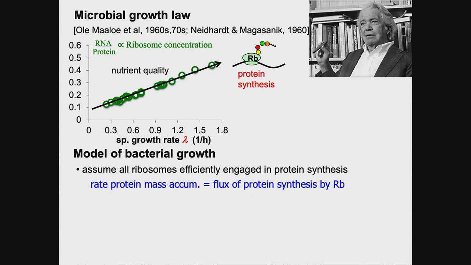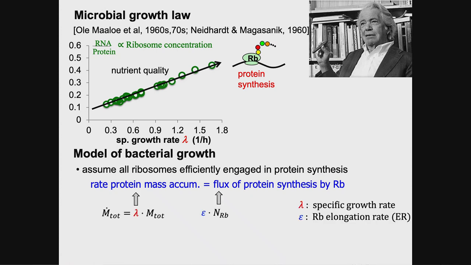That is to say, in exponential growth for E. coli, most of the protein is stable. The degradation is maybe 5% or less. So if all the ribosomes are engaged in protein synthesis, then the rate of protein accumulation should just be the flux of protein synthesis by the ribosomes. Then you can write down an equation. In steady-state growth, the growth rate multiplied by the total protein mass of the culture is the rate of accumulation. And the rate of synthesis is how fast the ribosome works multiplied by the number of ribosomes per same quantity.